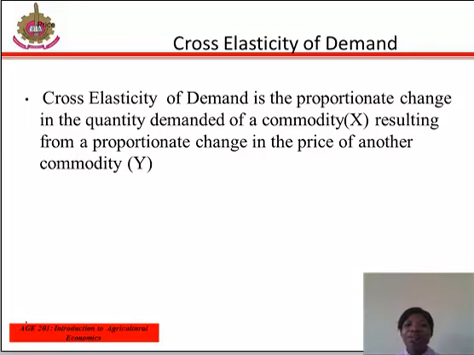So cross elasticity of demand is used to classify goods as complementary and substitute goods. Complementary goods X and Y have negative cross elasticity. Substitutes have positive cross elasticity.